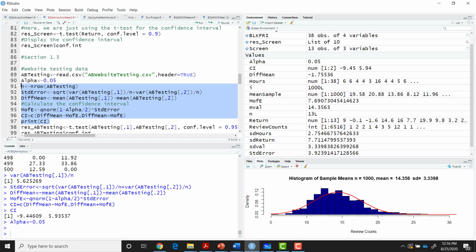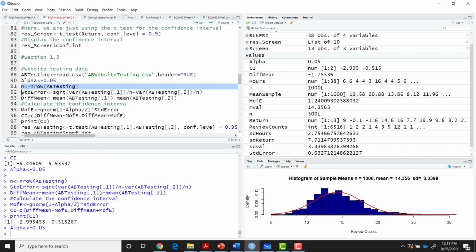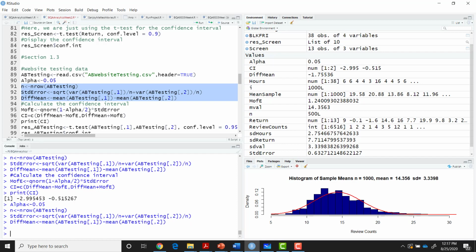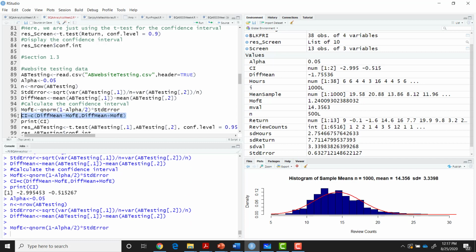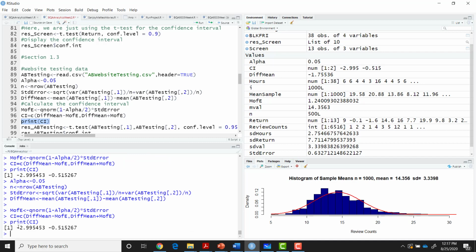Just make sure I had the right alpha. Yeah, I had the wrong alpha for some reason. I guess I didn't run my code properly. I must have been using an old n. The n, standard error, the difference between the means, the margin of error, and then the confidence interval. I thought the confidence interval wasn't what I was expecting. So there we go. The difference x1 minus x2 is between -3 and 0.5.